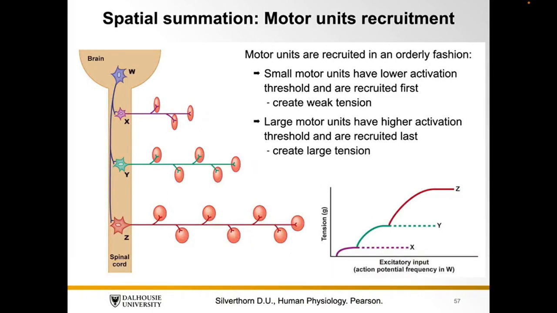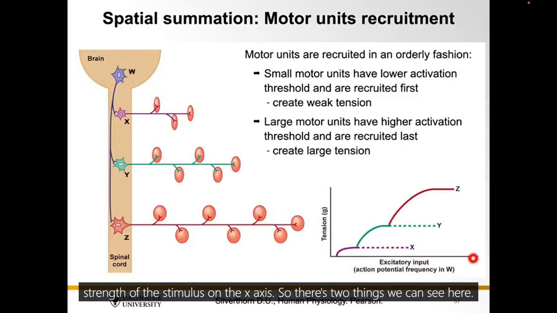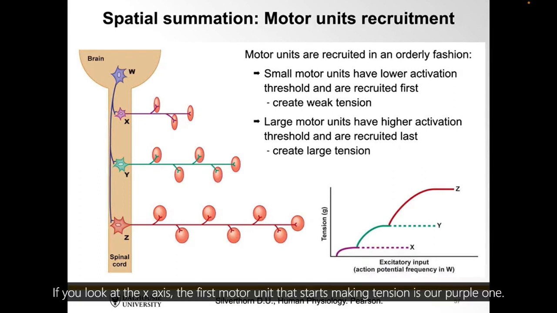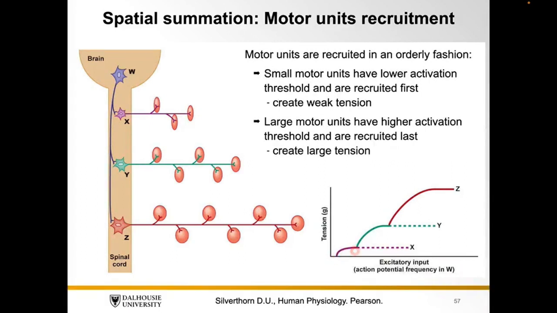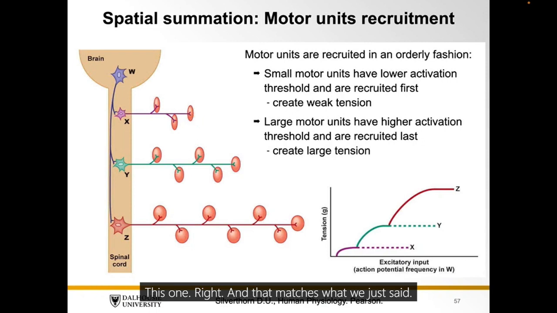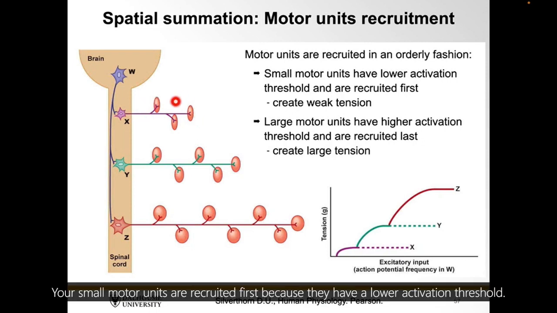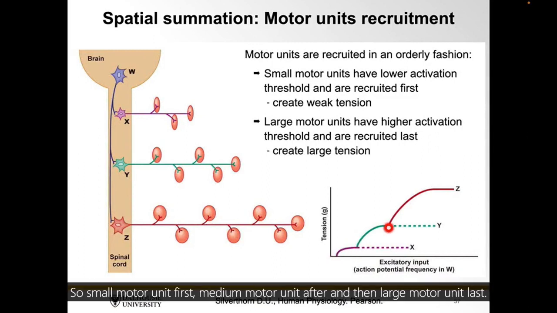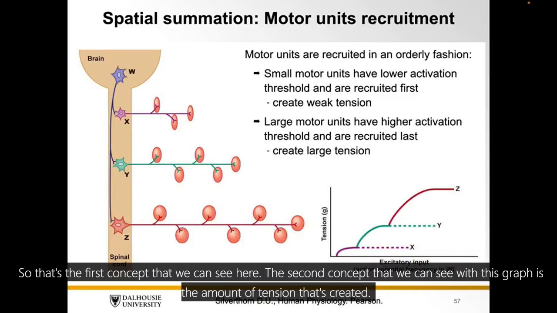Now I want to bring your attention to the graph on the right here. So we see tension on the y-axis with strength of the stimulus on the x-axis. So there's 2 things we can see here. The first one is the order of recruitment. If you look at the x-axis, the first motor unit that starts making tension is our purple one, this one, right? And that matches what we just said. Your small motor units are recruited first because they have a lower activation threshold. So small motor unit first, medium motor unit after, and then large motor unit last. So that's the first concept that we can see here.